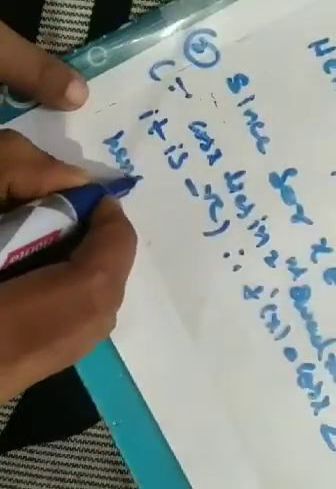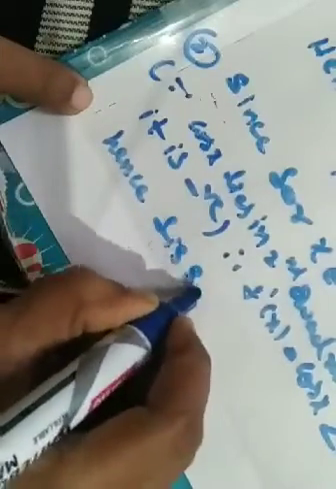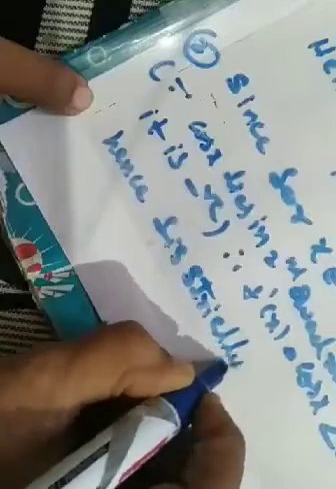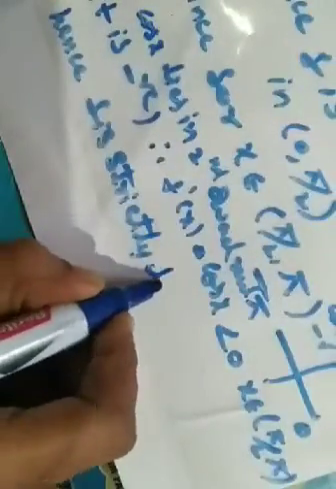Hence f is strictly decreasing in pi by 2 to pi. Next question.